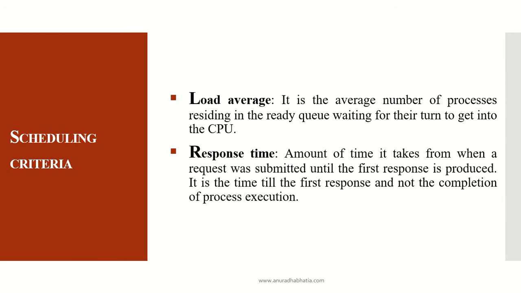The next criterion is the load average. It is the average number of processes residing in the ready queue waiting for their turn to get into the CPU. That is, we have to calculate how much time it is residing in the waiting queue. Response time is the amount of time it takes from when a request was submitted until the first response is produced. It is the time till the first response and not the completion of the process. These are a few scheduling criteria.